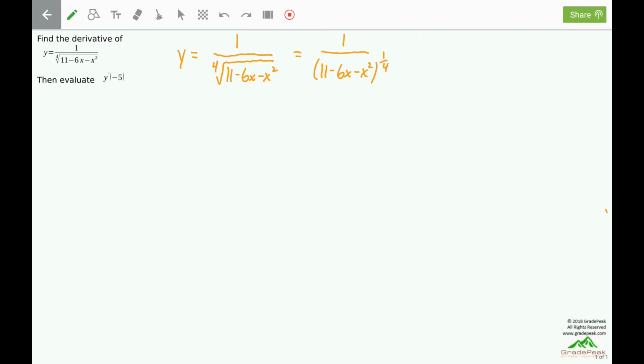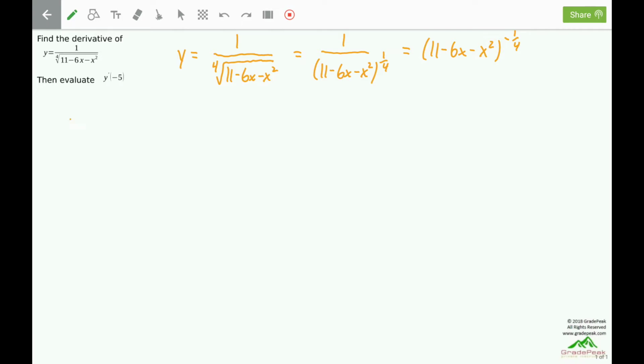Since the numerator is not a function of x, let's move this to the numerator, because we can avoid using the quotient rule by just rewriting this as a negative exponent of negative 1/4 in the numerator. And now we can just use the power rule to find the derivative. Since what's raised to the negative 1/4 power is not just an x, but an entire expression, we will also need to make use of the chain rule.